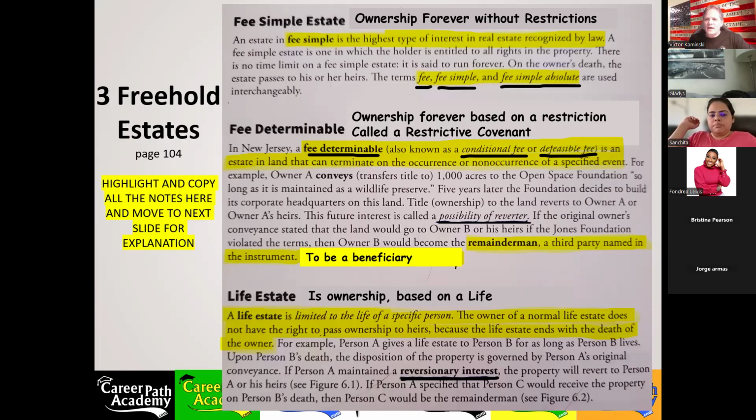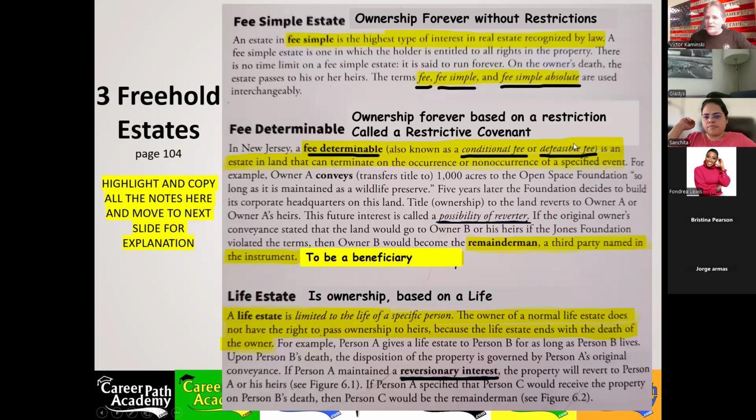Now, restrictions placed in deeds are called restrictive covenants. A covenant is a legal promise. These are restrictive legal promises that you made in the deed, so it's called a restrictive covenant. Now, you're the owner of the property as long as you don't violate the terms of the sale. So highlight: fee determinable, also known as a conditional or defeasible fee.